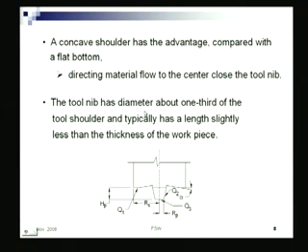Well, the tool nib, this is what is referred to as the nib, has a diameter about 1/3 of the tool shoulder and typically has a length slightly less than the thickness of the workpiece. That 1/3 of the tool shoulder means the diameter of the nib at the root is generally 1/3. I mean, there is no hard and fast rule that it has to be so much or that much.